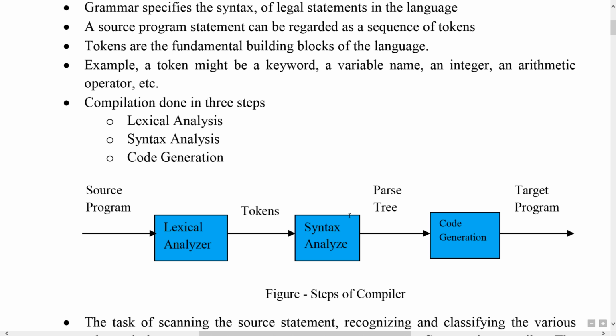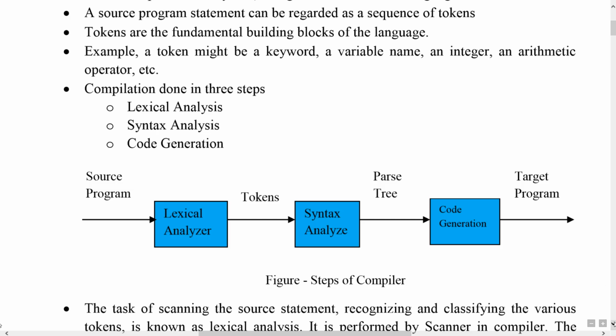So the compiler is a system software. It is a program used to convert a source language program into a target language program. Normally the source language is a high level language like C, C++, Java, and the target program is a machine language program. Normally it is an object file.